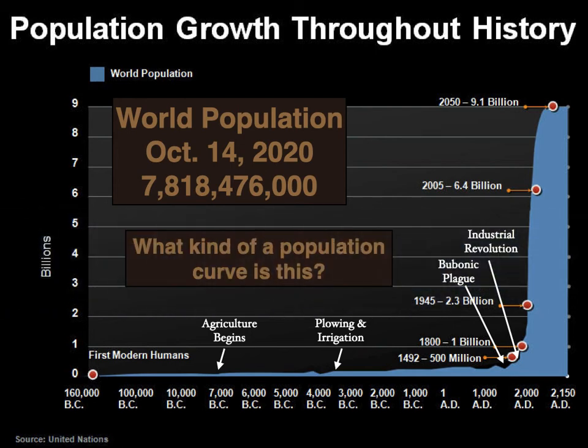Anybody want to guess what kind of a population curve this is? What would you call that right there? Is there a word for more than exponential? I don't know. But that is like a wall, right? It is a seriously exponential growth curve. It is almost vertical looking at that, right? So, I mean, that is pretty, pretty serious.